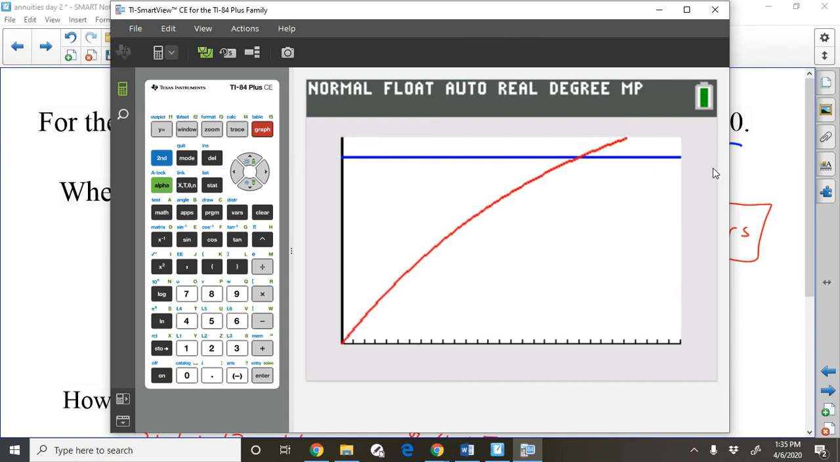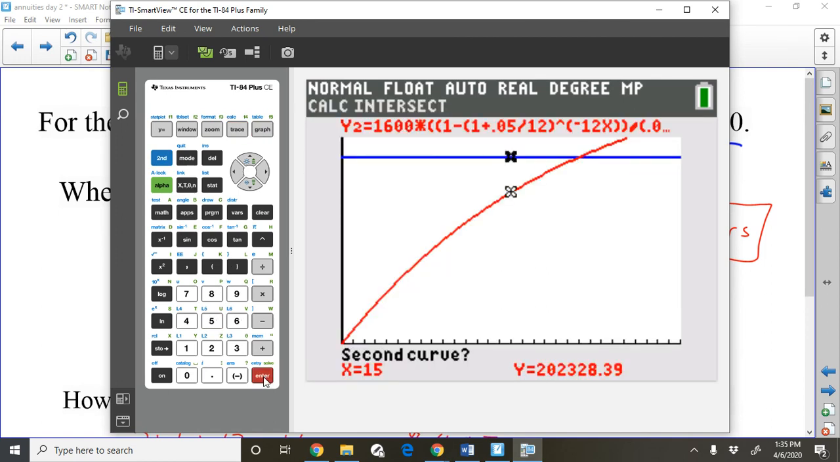what you're seeing at the top is the line where it's $250,000. That's the amount that you're paying off. And then what you're seeing in this curve is how much you've paid off over time. And what we want is the point of intersection. Calculate option 5, intersect. First curve, second curve, put your guess somewhere near the intersection. And there's that 21. It was 21.10. I'm going to have you go to 2 decimal places with all your calculations.